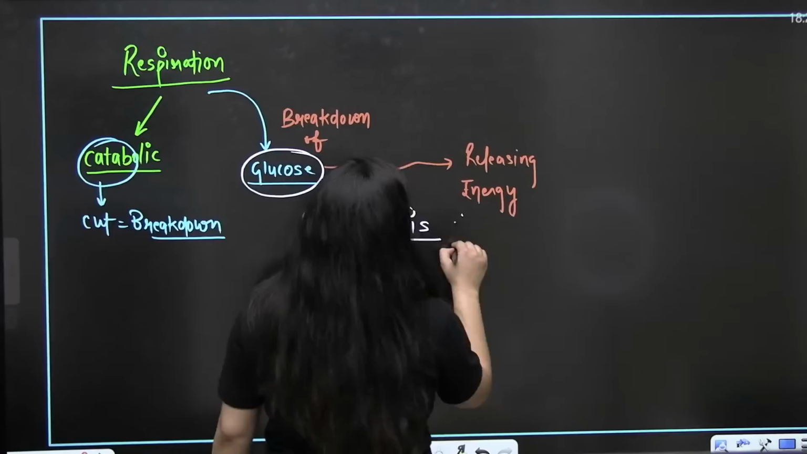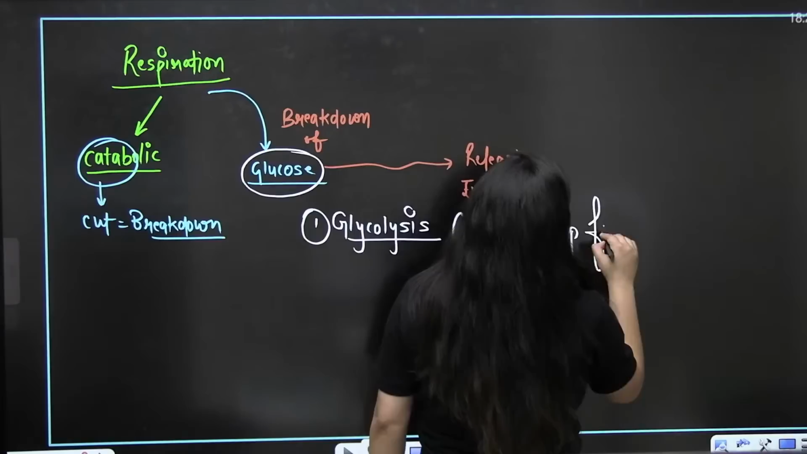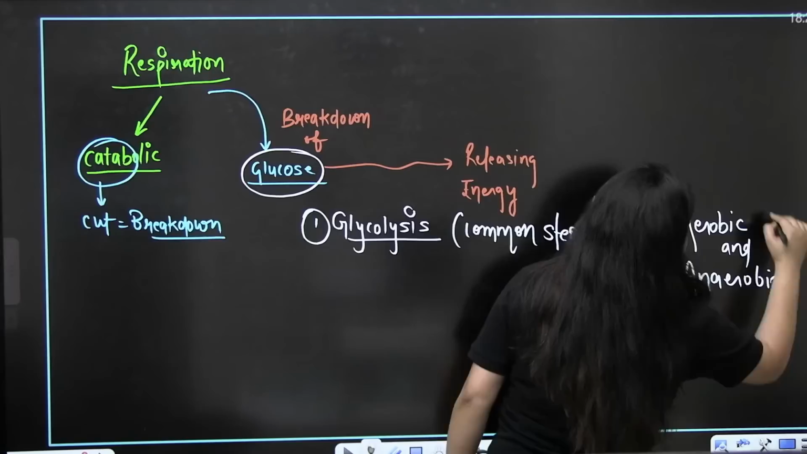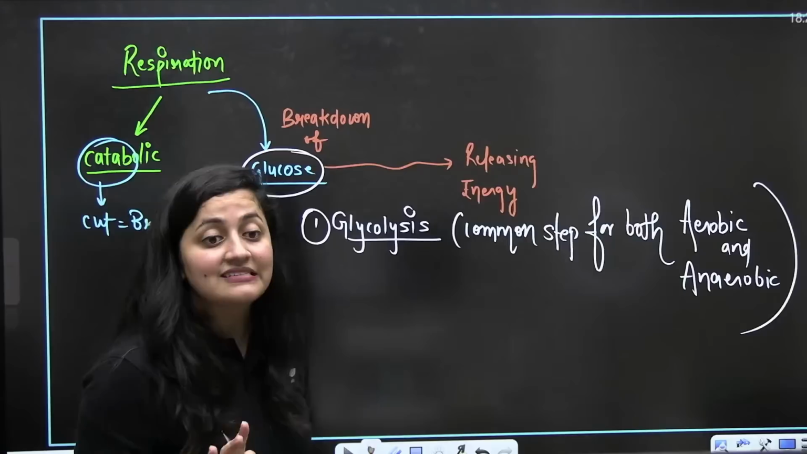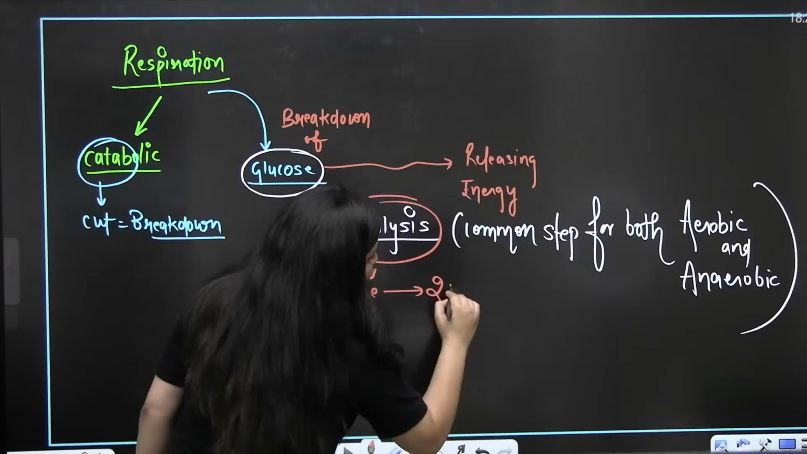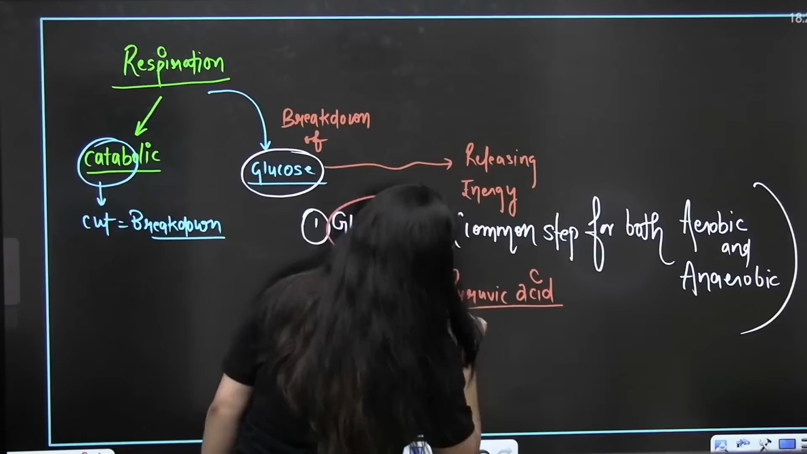It's a common step for both. Again, it's a PYQ. It's a common step for both aerobic as well as anaerobic respiration. Whether there is any aerobic organism or anaerobic organism, glycolysis is the key. Glycolysis is the common step for both. So, what is happening in this particular step? Your one glucose molecule will break down into 2 pyruvic acid or 2 pyruvate, whatever you want to write.